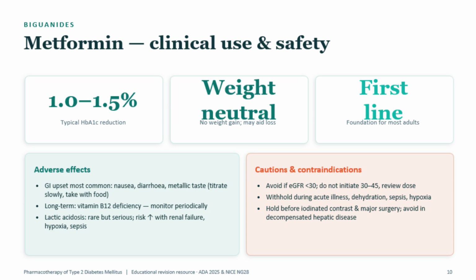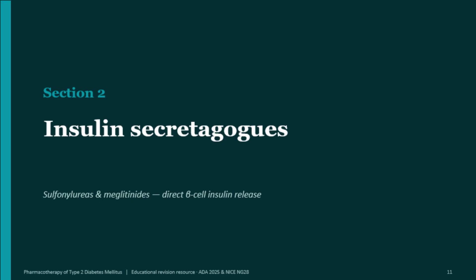Know those rules cold. Chapter 2, the secretagogues, the drugs that go straight to the beta cell and say, "Give me more insulin now." That's the sulfonylureas and the glinides. Powerful, fast, cheap, but as you'll see, that direct push comes with a price. Let's meet them.